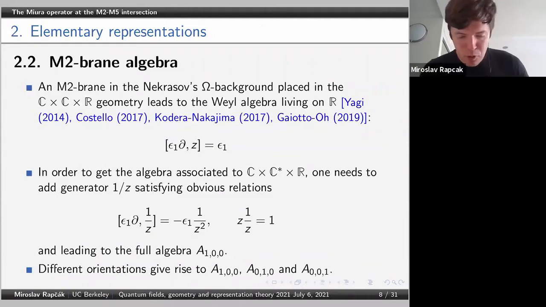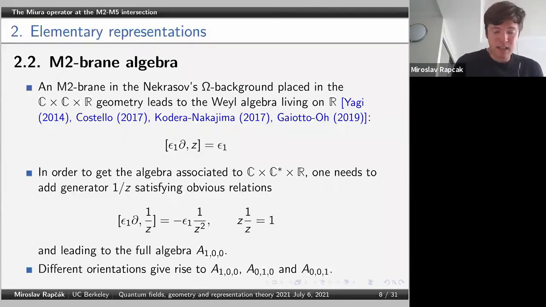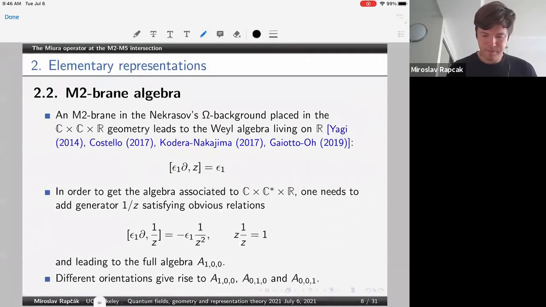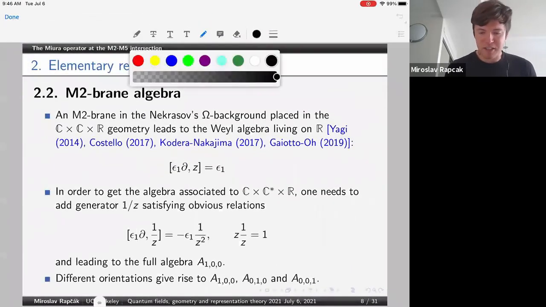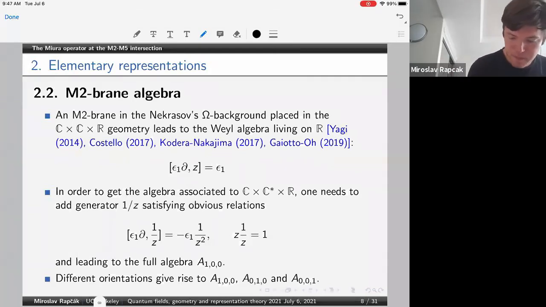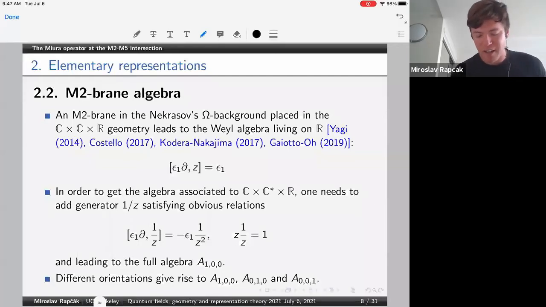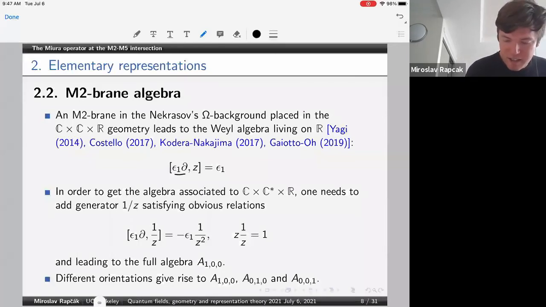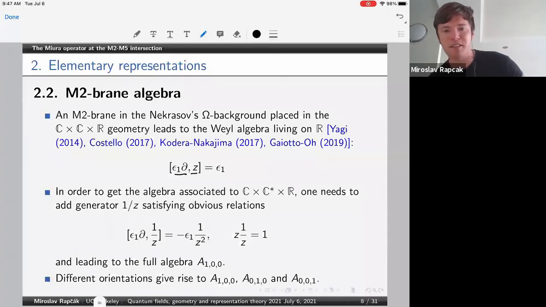Okay, and you can do the very same thing with the M2 brane algebra. It has been known for quite some time that the M2 brane algebra in Nekrasov's omega background, placed in flat space in C times R geometry, leads to the Weyl algebra living on R. You should also think about it, just to make a connection to Matthew Bullimore's talk a little bit, as the quantization of the algebra of functions living on the Coulomb branch of this ADHM quiver. Anyway, this algebra is generated by 2 generators, the derivative and Z, with the obvious commutation relation.